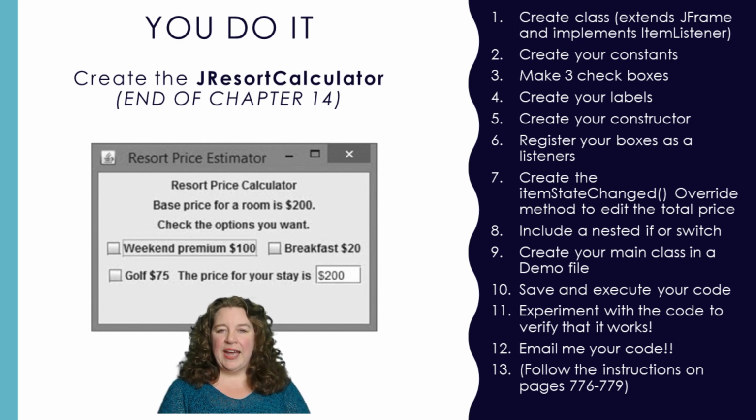In this case, we have a resort price calculator. Base price for the room is $200. If you want the weekend, it's another $100. If you want breakfast, it's another $20. And if you want golf as well, it's another $75. And then it prints out the price of your whole stay. Then you would create a main class with your demo and execute your code. And then you can send it to me and show off how cool you are. So play around with this. Have a little bit of fun with it.